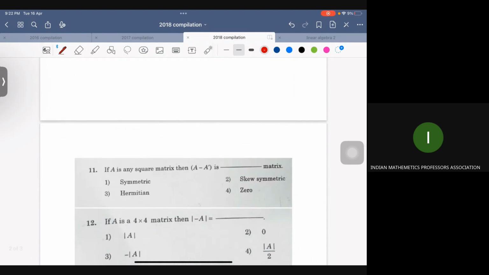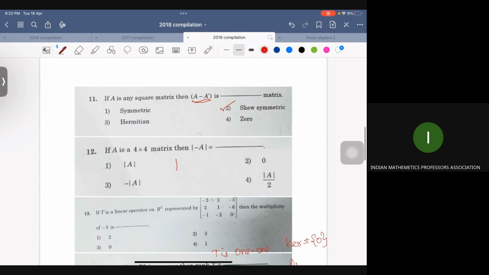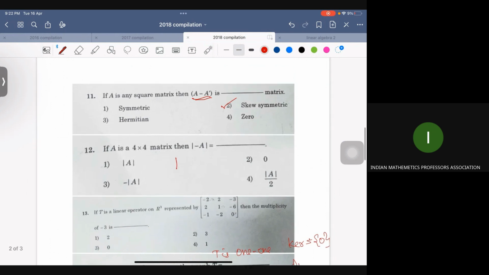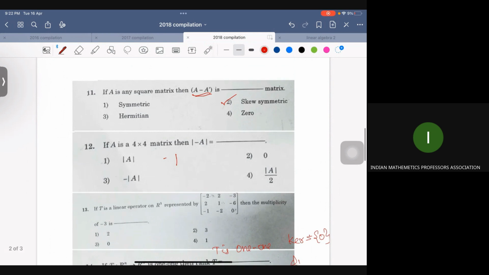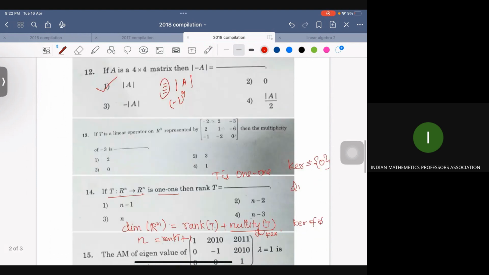If A is a square matrix, we already know that A minus A transpose is a skew symmetric matrix. Direct property. If A is a 4 by 4 matrix, then determinant of minus A: we are taking minus from the first row, minus from the second row, minus from the third row, and again minus from the fourth row, we will get A itself, and minus 1 power 4 is nothing but 1, which is the determinant of A itself.